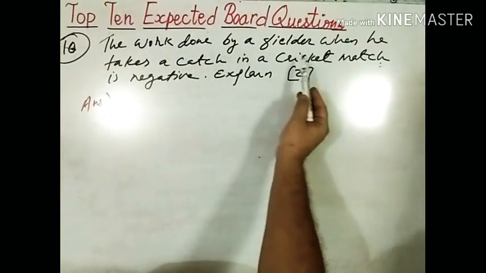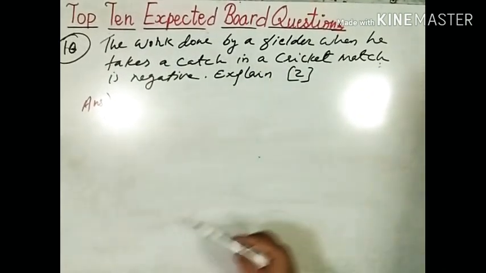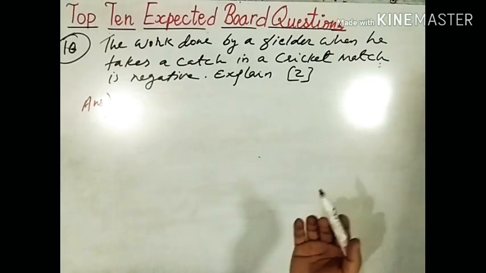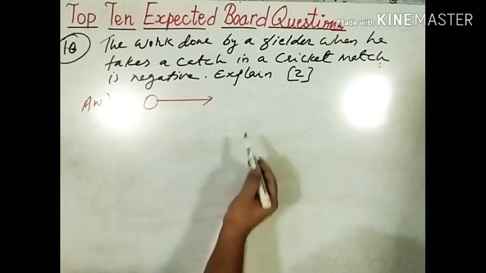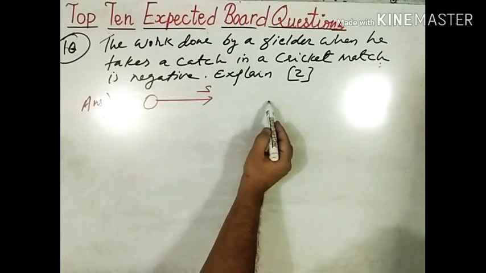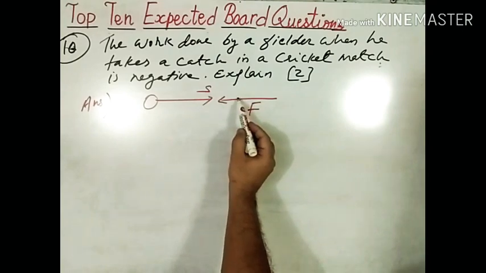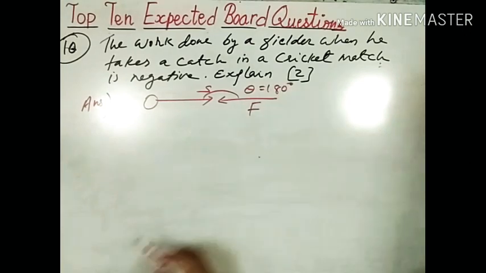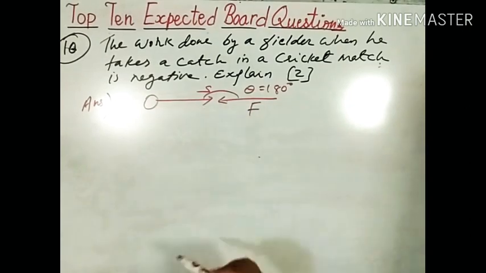Okay. So the last question of this session, question number 10. The work done by a fielder when he takes a catch in a cricket match is negative. Explain. Just explain taking the formula, connecting the case with your day-to-day life situation. The ball is coming with a certain velocity and the displacement is in this direction, and you are applying the opposing force to stop the ball. So what is the angle between the force and displacement? They are in the opposite direction, that is theta is equal to 180 degree. Both are in the opposite direction.